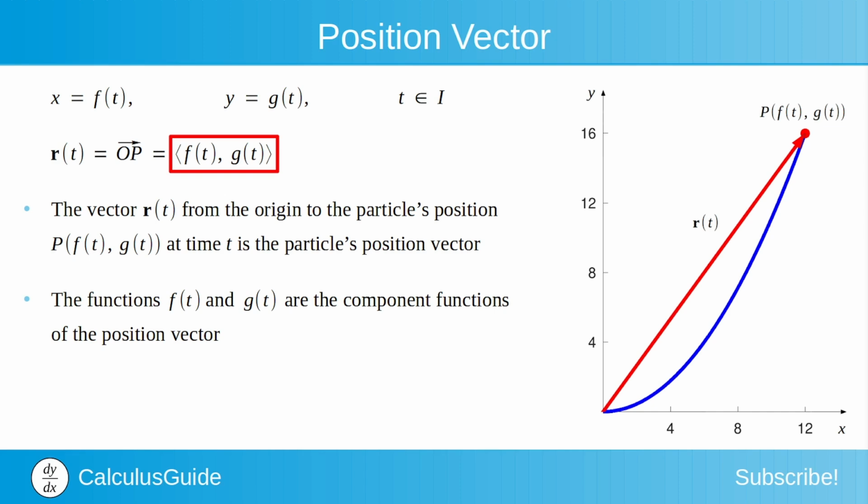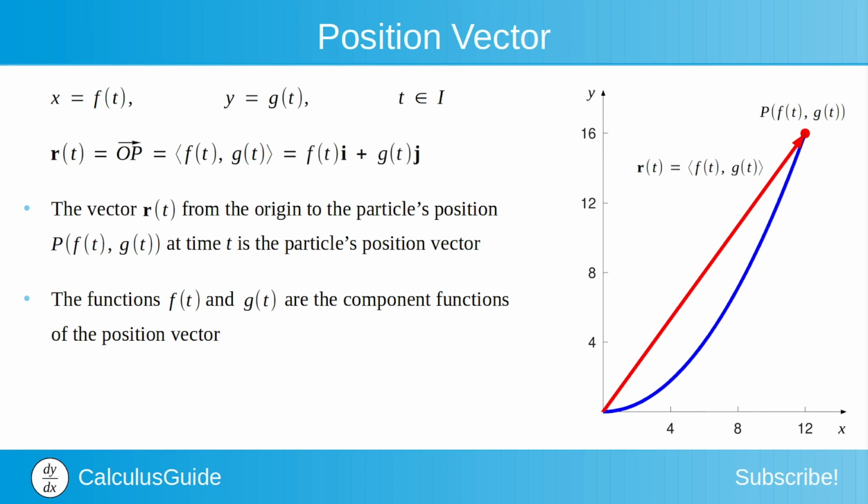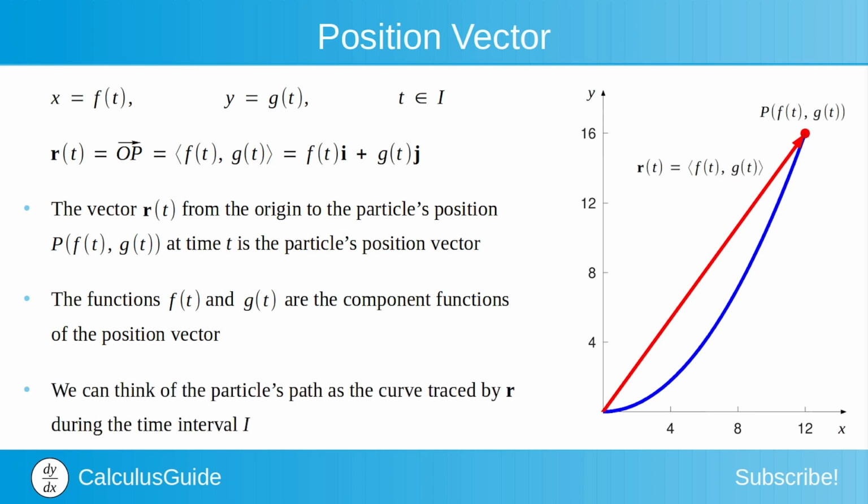I'll update this on the diagram to the right. We can also express the position vector at time t as f of t i plus g of t j for a given time t. This expresses the position vector as a linear combination of standard unit vectors i and j. We can think of the particle's path as the curve traced by r during the time interval I.